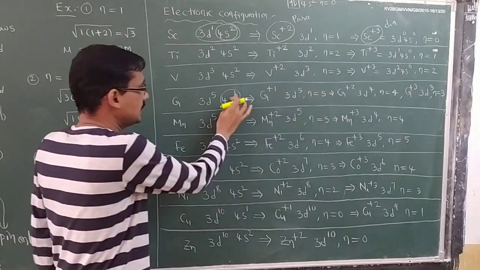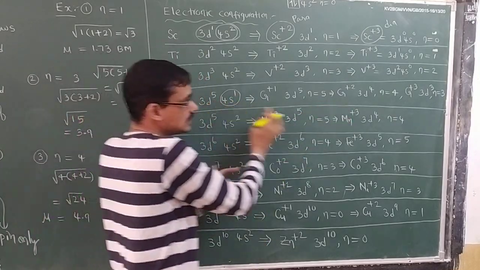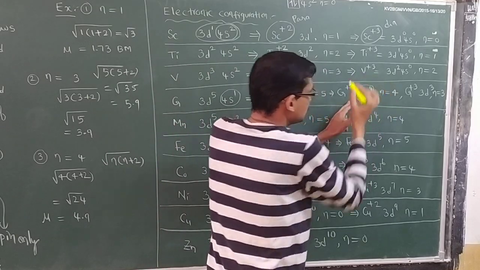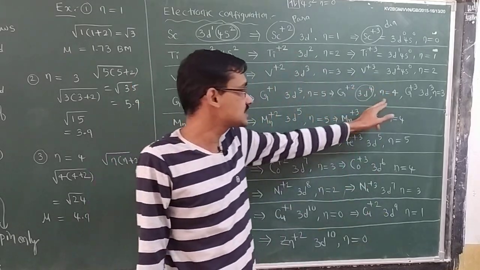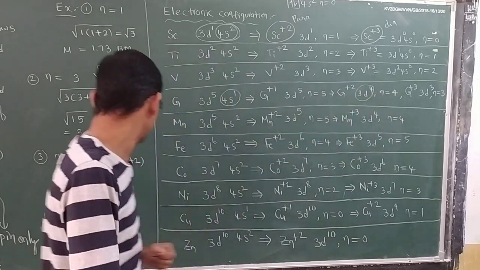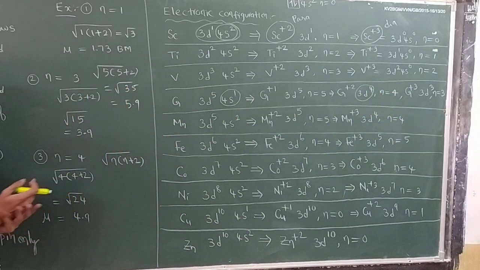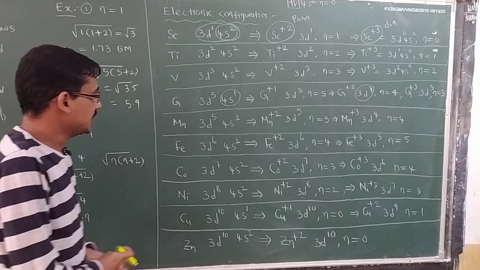For example, chromium plus 2. Remove 1 from here and 1 from here. What we get here is the 3d4 configuration. Now, n will be 4. If n is equal to 4, we are going to get 4.9. For example, you take what?